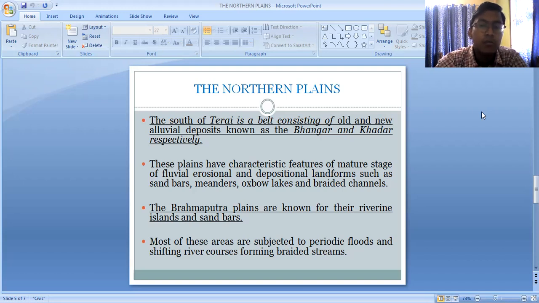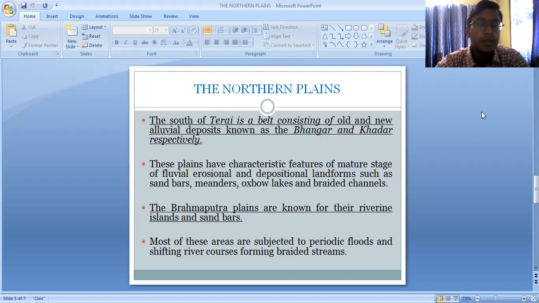Now, what is this Bhangar and what is this Khadar? The Bhangar are the old alluvial deposits and the Khadar are the new alluvial deposits. Or you can say that the Bhangar is the old alluvial soil and Khadar is the new alluvial soil. Every year during the flood season, the rivers bring along with them sediments, and these sediments get deposited in the river beds and all.